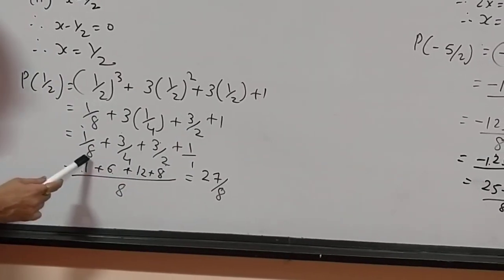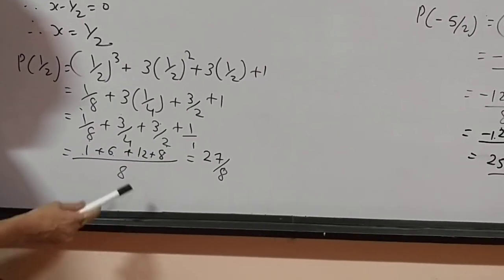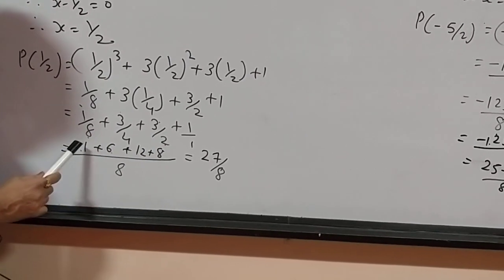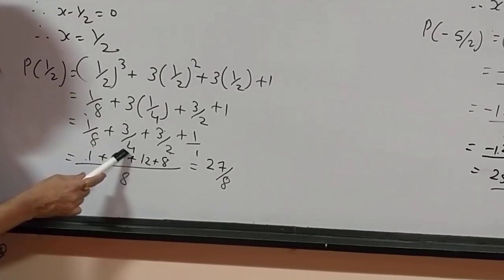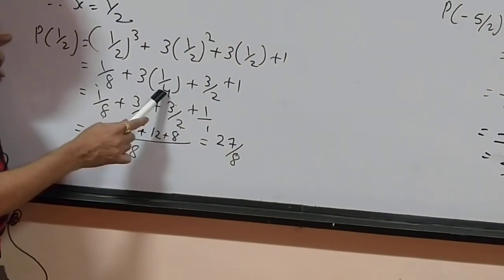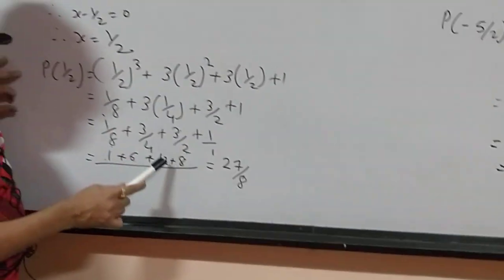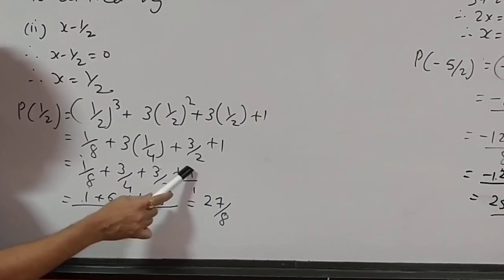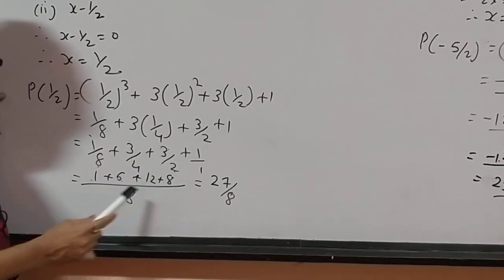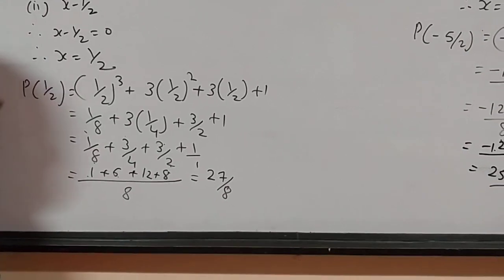Take the LCM of 8, 4, 2 and 1. LCM is 8. 8 ones are 8, so multiply this by 1. 4 2s are 8, so multiply this by 2. 2 4s are 8, which means multiply this by 4. 1 8s are 8, so multiply it by 8. And then add them: 27 by 8.